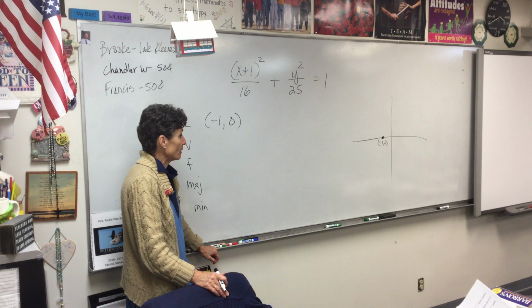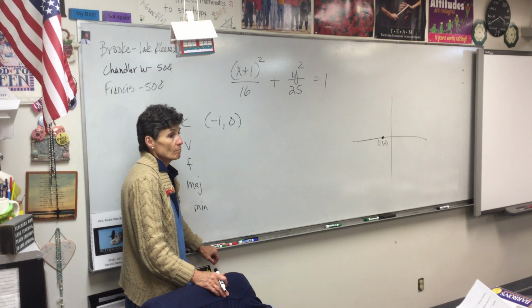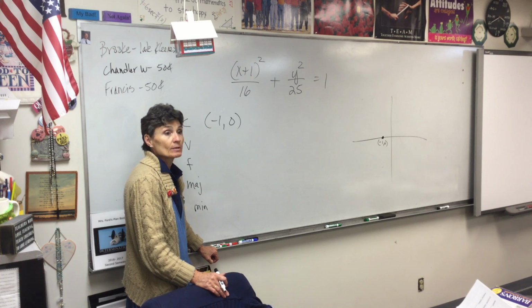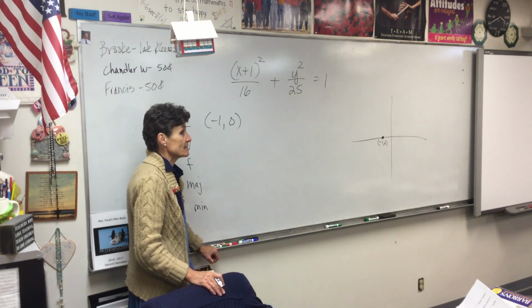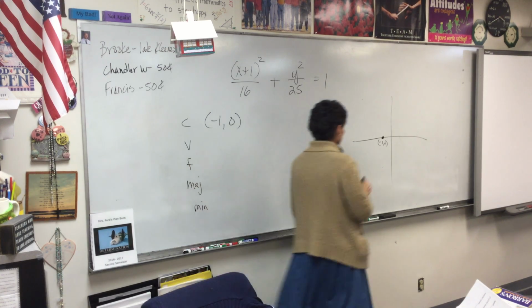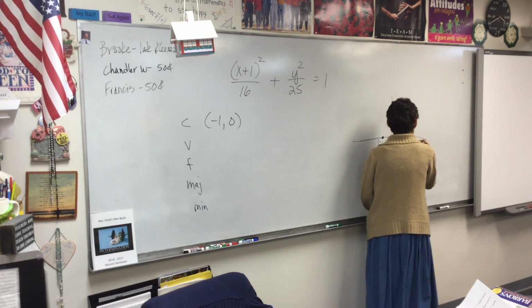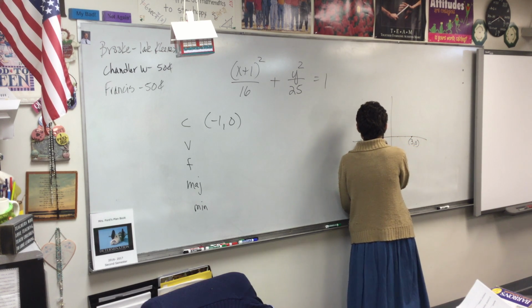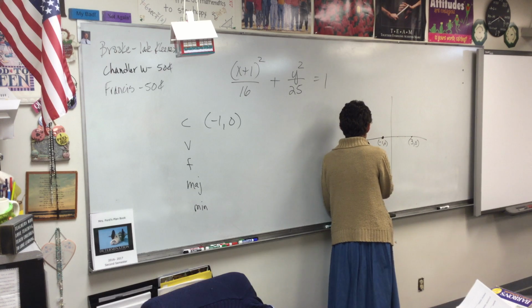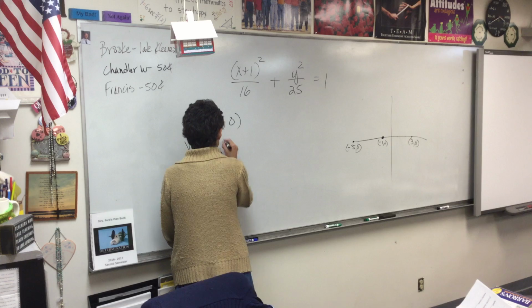All right, so here we go. How do I get my vertices? I'm going to do some counting. The square root of 16 is 4. 4 left and right. So from this point, 1, 2, 3, 4, I'd be at 3, 0. 1, 2, 3, 4, I'd be at -5, 0. So 2 of my vertices are 3 and -5.